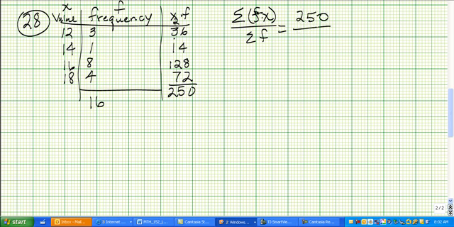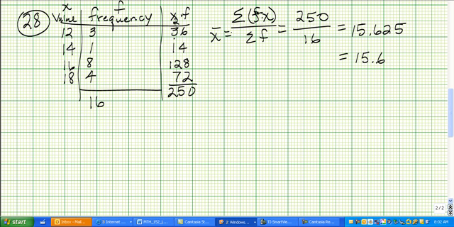250 divided by 16. Let's see if that number looks better to me. I knew it didn't look right. Okay, so that's 15.625. And they want the mean to the nearest tenth, so that would be 15.6.